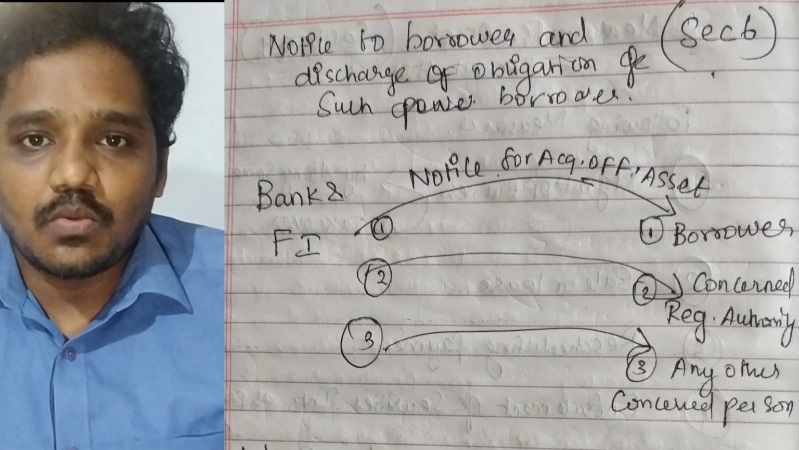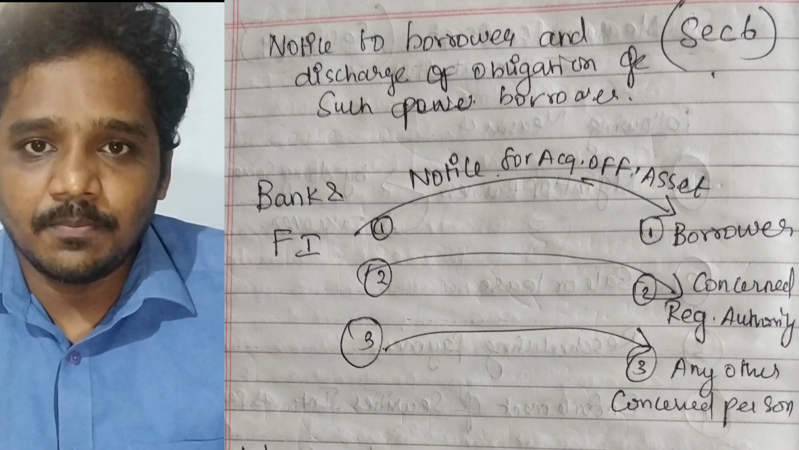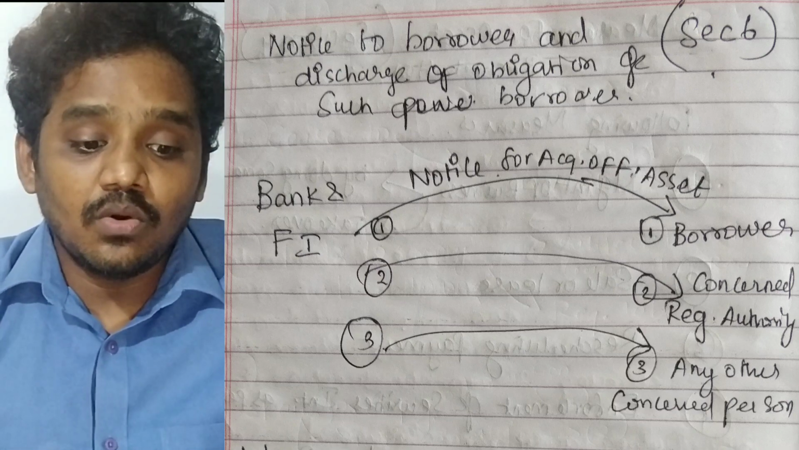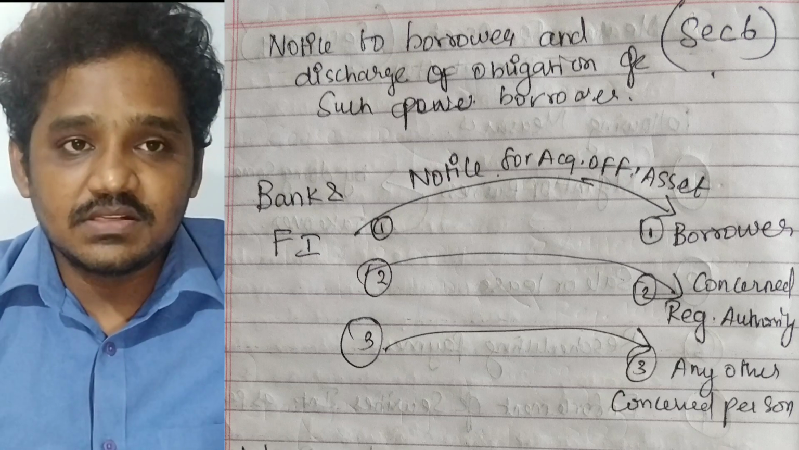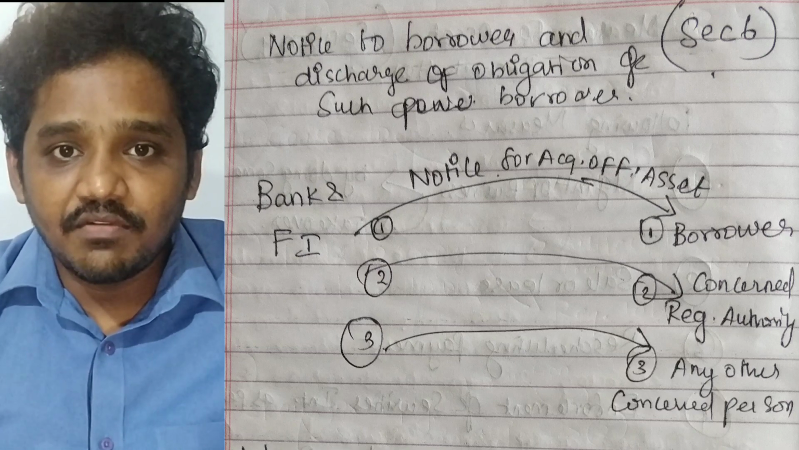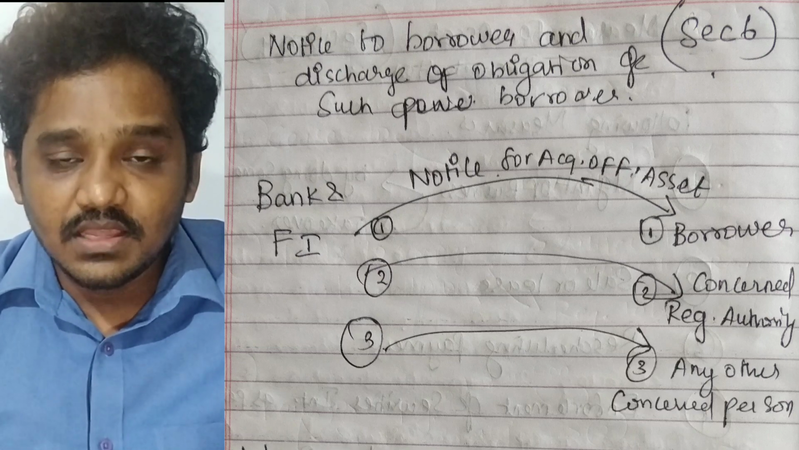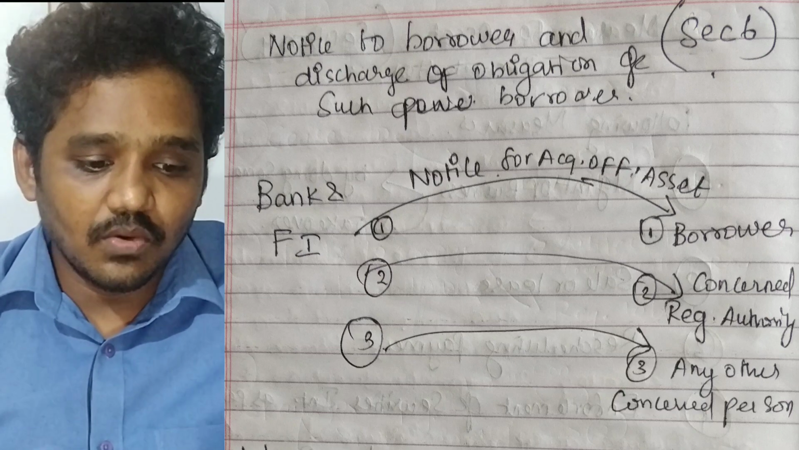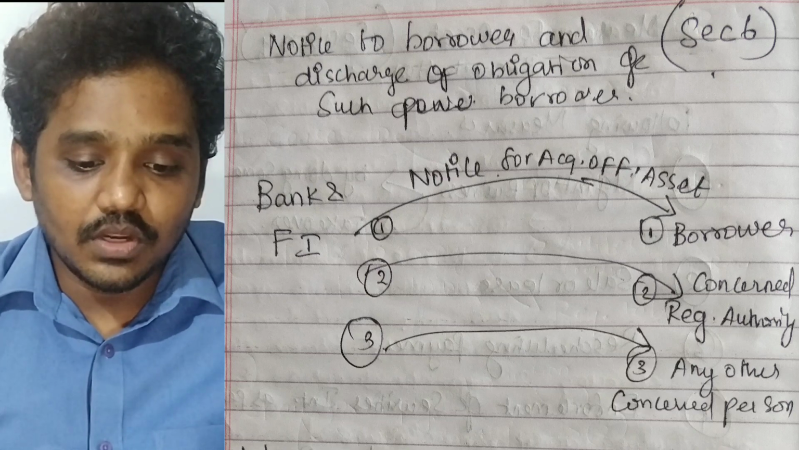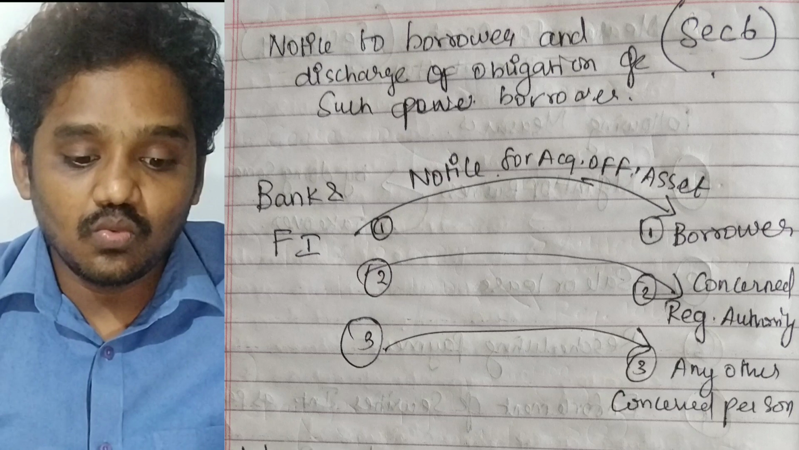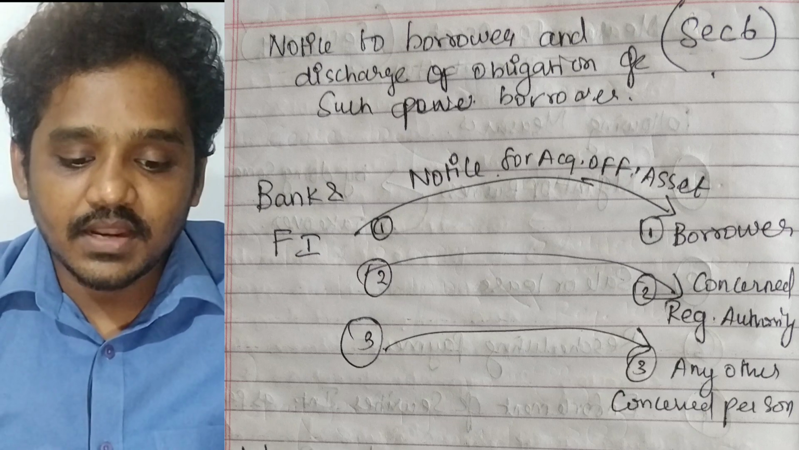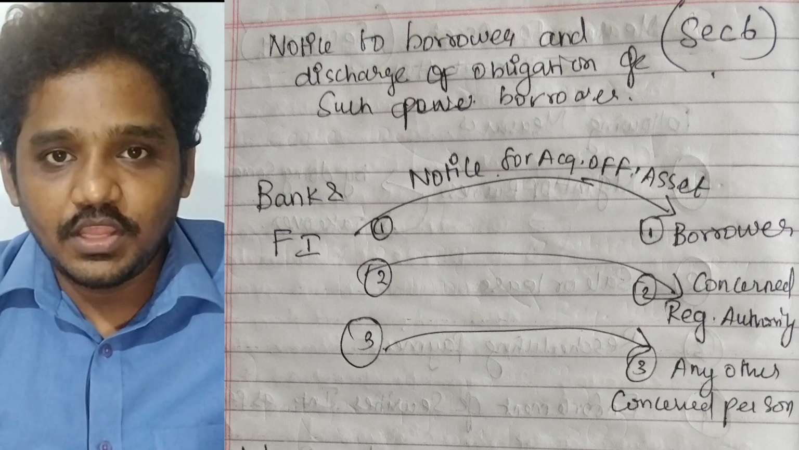And then section 6: notice to borrower and discharge of obligations of such borrower. Now, at what point of time will banks and financial institutions discharge their rights? Banks and financial institutions have to give proper notice to the borrower. That means if the borrower failed to make the payment, failed on their dues, in that case they have to give proper notice first. They have to give a notice for acquisition of the asset to the borrower, and then give proper notice to the concerned regulatory authority, and to all the connected persons relating to this property, and then they have to take the right.